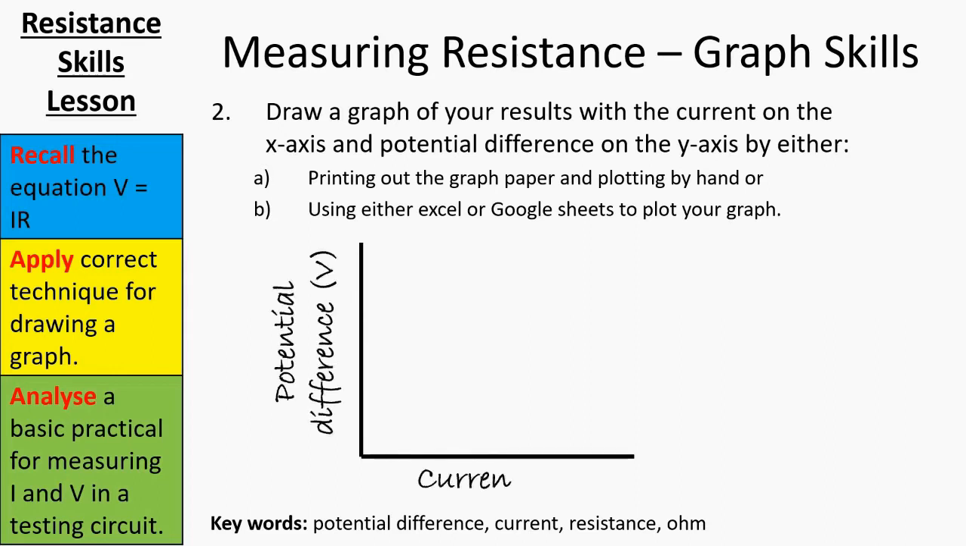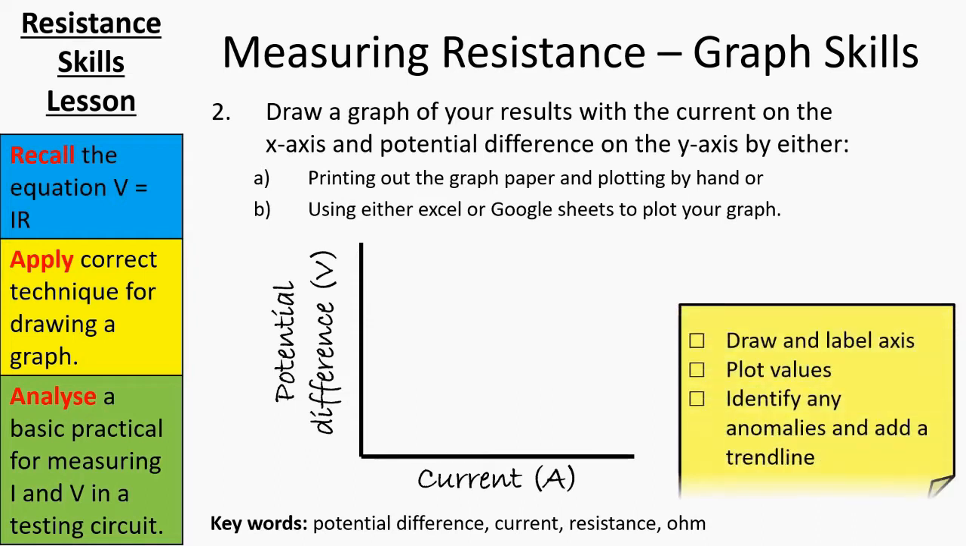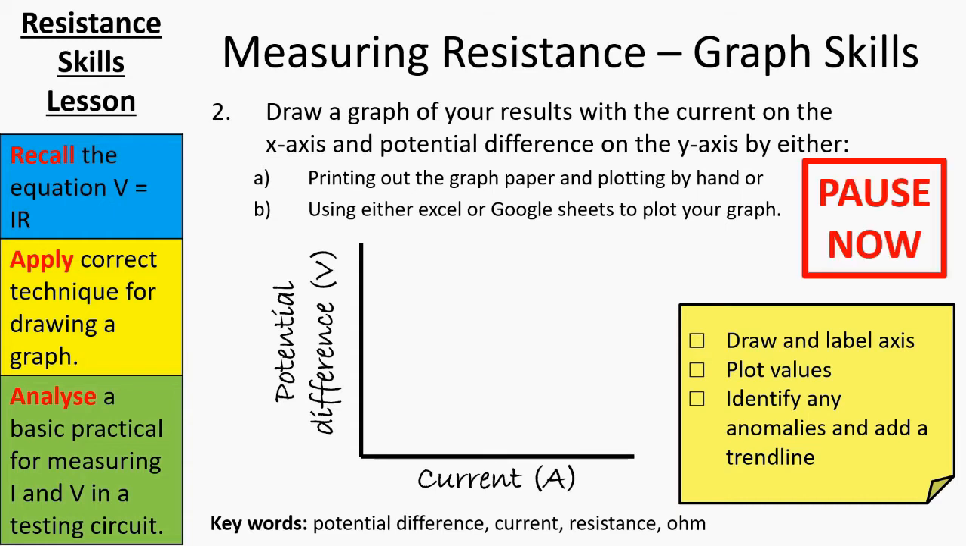Your graph should look something like this, with potential difference up the y-axis and the current along the x-axis, and I would like you to follow these steps. Start off by drawing and labelling your axis. Once you've done that, you should plot the values, and then afterwards, finally identify any anomalies that might be there and add a trend line. Pause the video now. Have a go at drawing and labelling your axis. When you're ready to move on to see if you've managed to draw and label your axis correctly, press play.